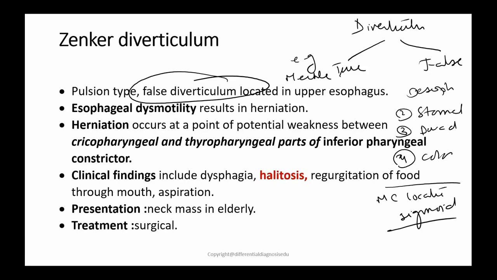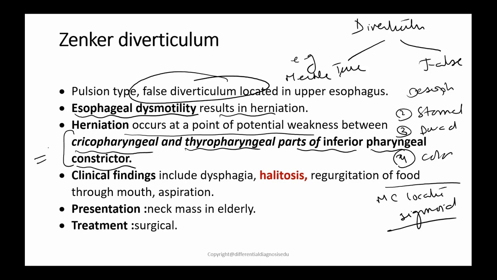The exact pathology is unclear. Sometimes people say that esophageal dysmotility, the esophagus not contracting properly, results in herniation. Herniation occurs at the point of potential weakness between the cricopharyngeal muscle and the thyropharyngeal part of the inferior pharyngeal constrictor. You need to know these two muscles because they can ask you in the exam. It commonly happens between these two.